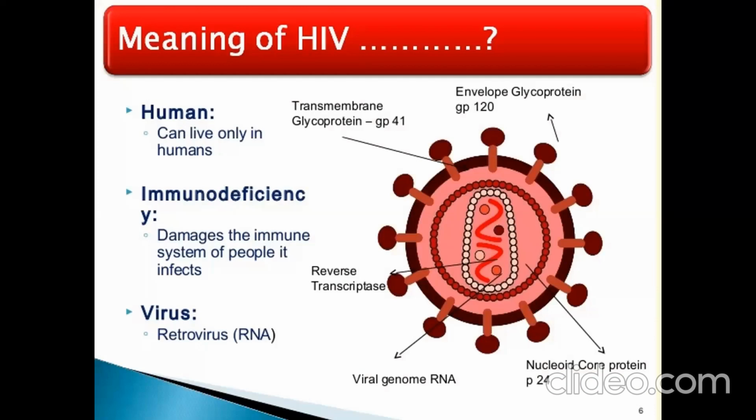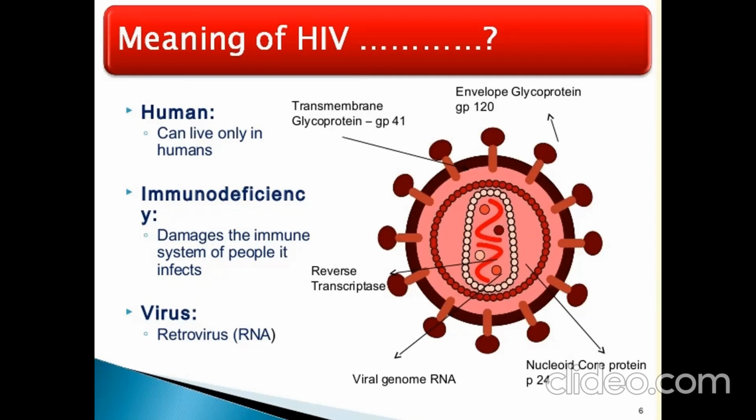Then the meaning of HIV. What is the meaning of human? That it can live only in humans, not in animals. Then the meaning of immunodeficiency: it damages the immune system of the people it affects, so it causes an immunodeficient state. And virus, that is, it is a retrovirus. So this is the meaning of human immunodeficiency virus.